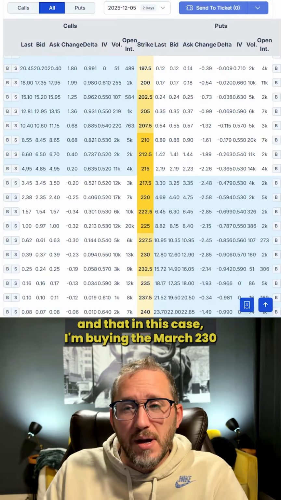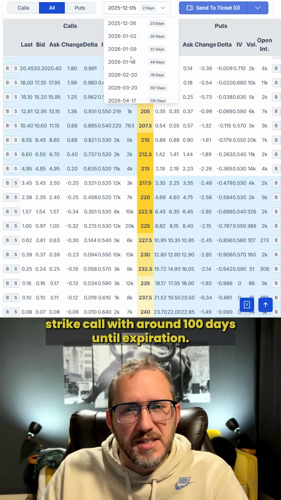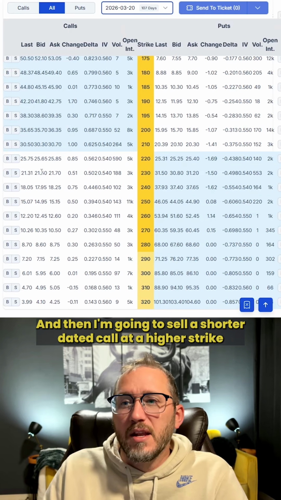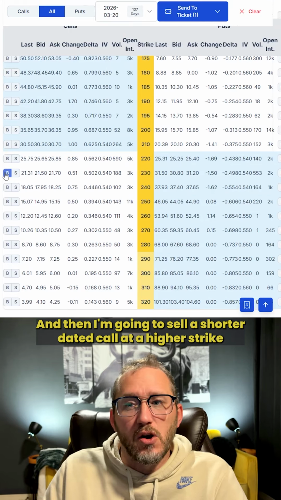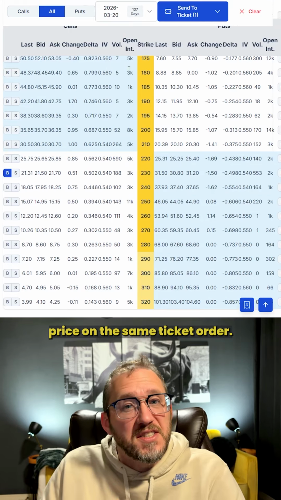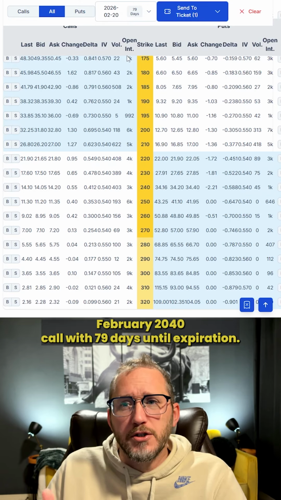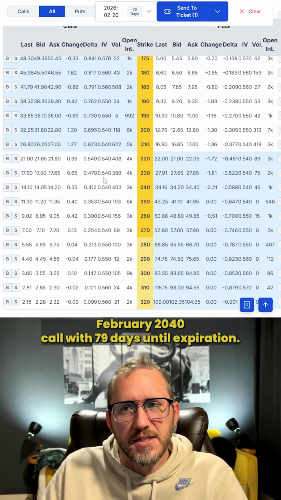In this case, I'm buying the March 230 strike call with around 100 days until expiration. This is what gives me my bullish exposure. And then I'm going to sell a shorter dated call at a higher strike price on the same ticket order. In this case, I'm using the February 240 call with 79 days until expiration.